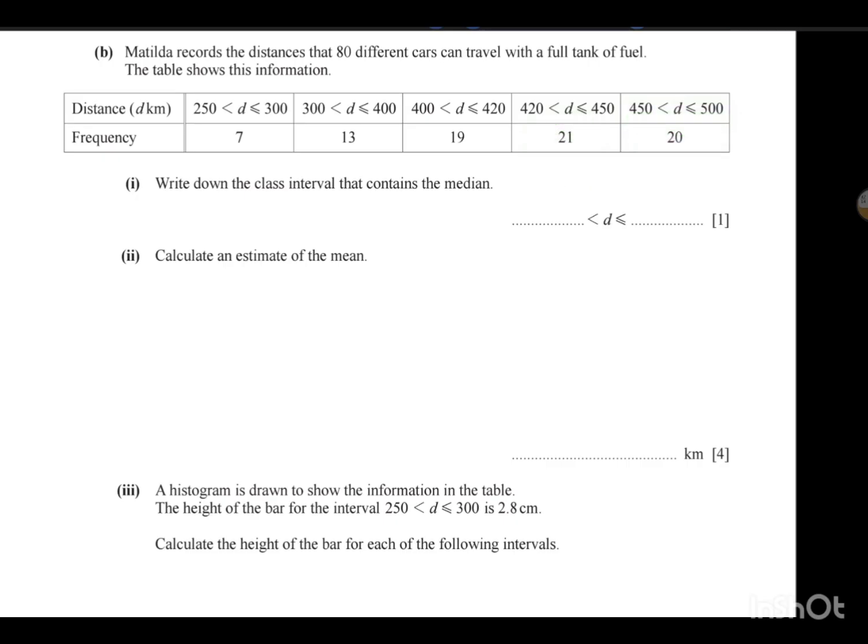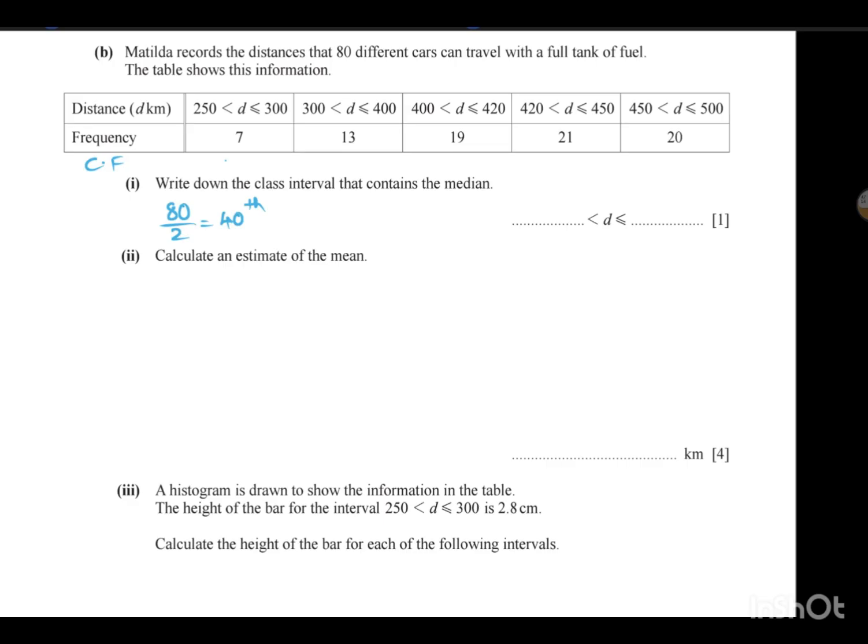Write down the class interval that contains the median. So which is the median? First of all, we have to find out the observation. 80 by 2 will be 40. So the 40th observation lies in which class interval? So we have to see the cumulative frequency.